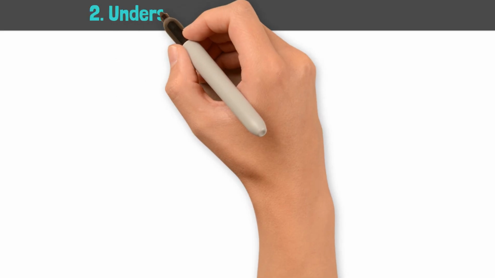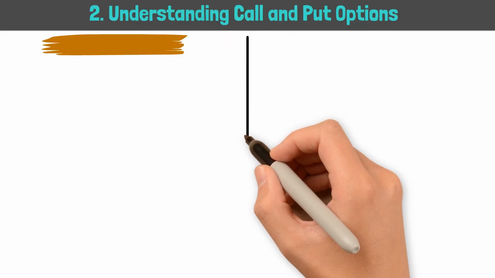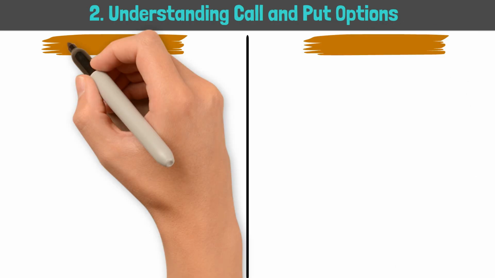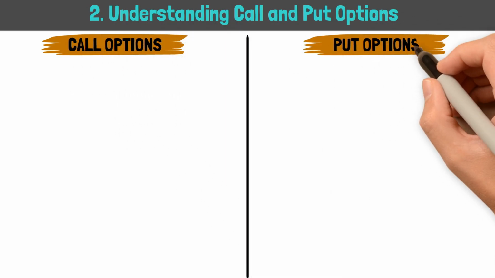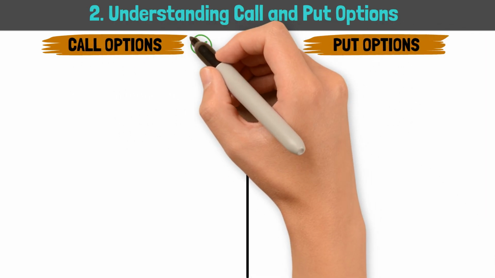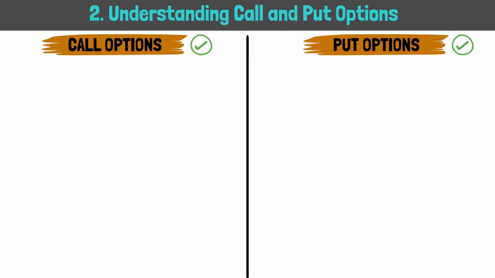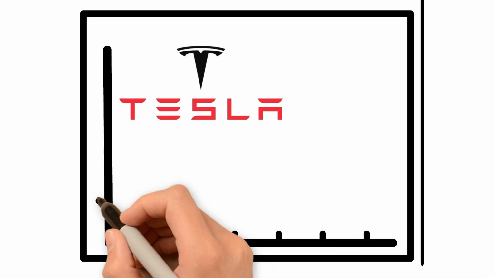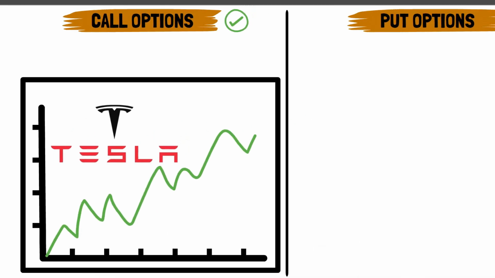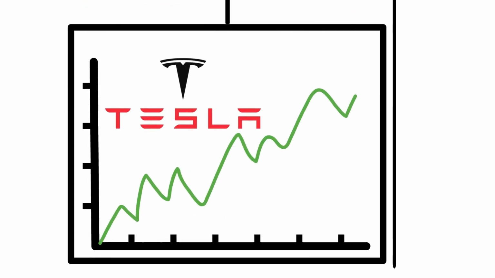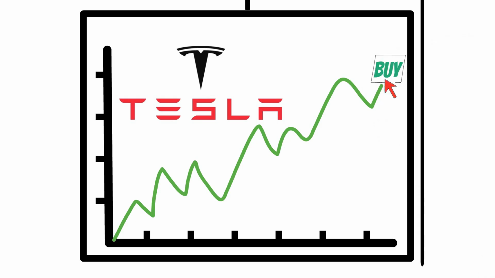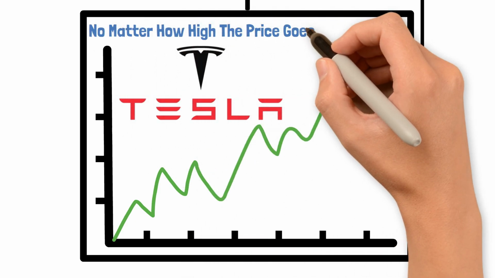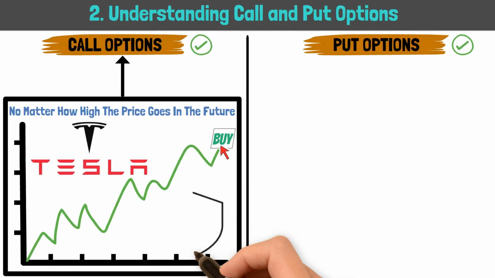2. Understanding call and put options. In the world of stock trading, there are two basic kinds of options: call options and put options. Let's think of them as tools that traders use depending on their expectations about the future of a stock's price. For example, if you're positive about a stock like Tesla and believe its price will rise, you would buy a call option. This option gives you the right to buy Tesla shares at a price set today, no matter how high the price goes in the future.